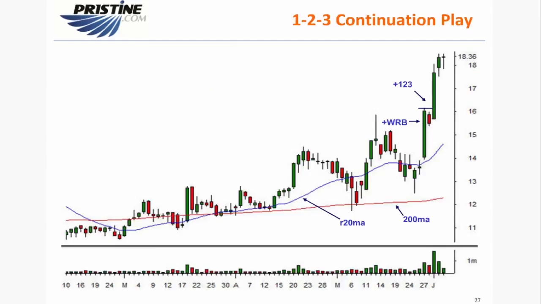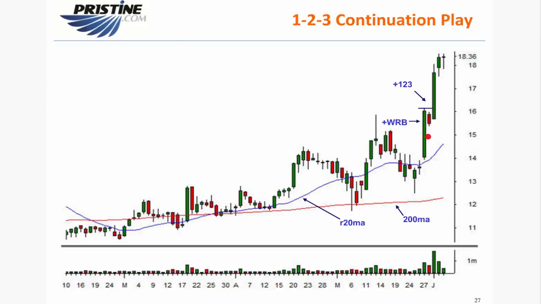Here you can see an example of a 1, 2, 3 continuation play. You've got your wide range bar igniting the move up. Inside bar, you buy the break over those highs, looking for continuation. Your stop goes under the low, and you get a beautiful move out of it. And now this wasn't the only opportunity on the chart, but that is the context of our discussion here right now as the 1, 2, 3 continuation play.